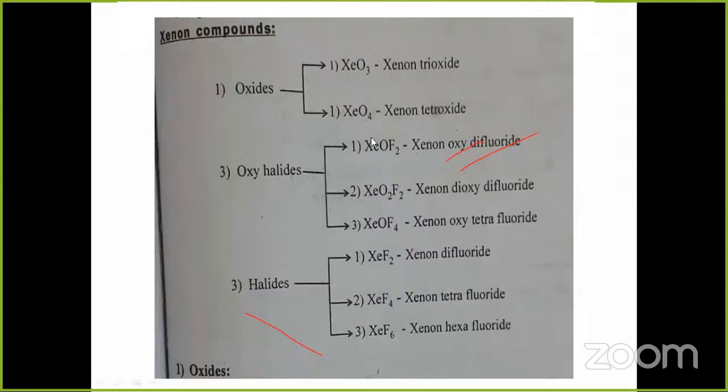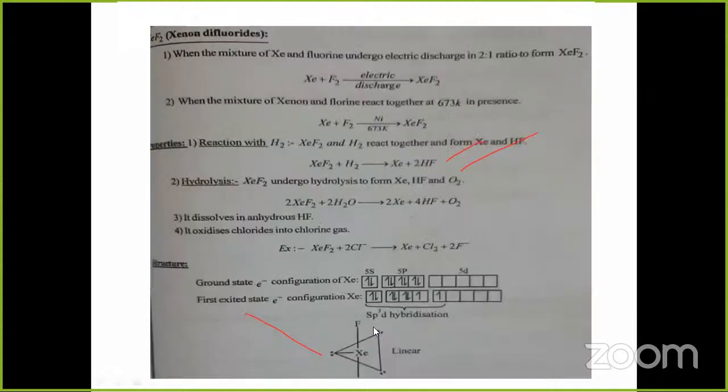Xenon O3 and xenon O4. And next one, oxyhalides: xenon OF2, O2F2, and OF4. And xenon halides: xenon F2, F4, and F6. And now you see first one by one.